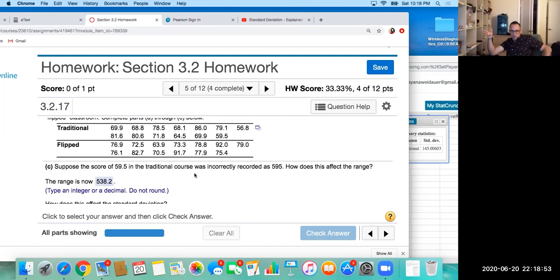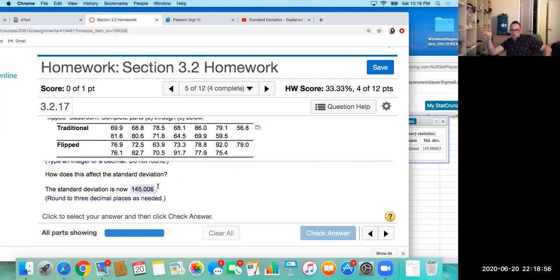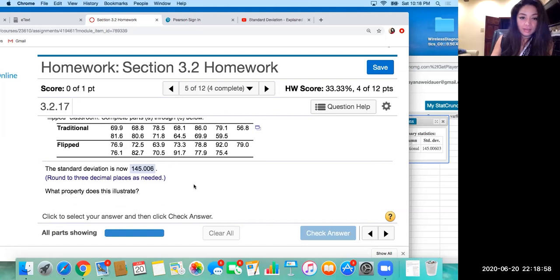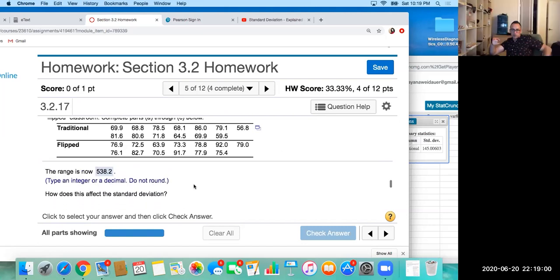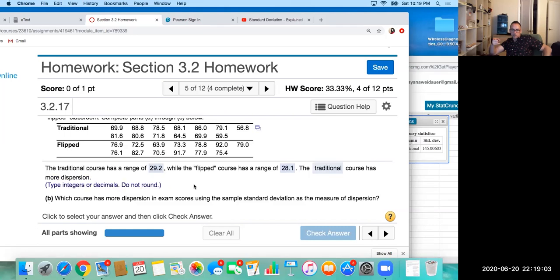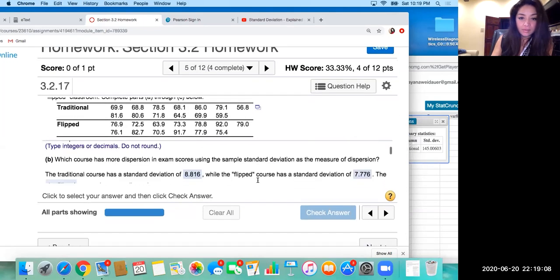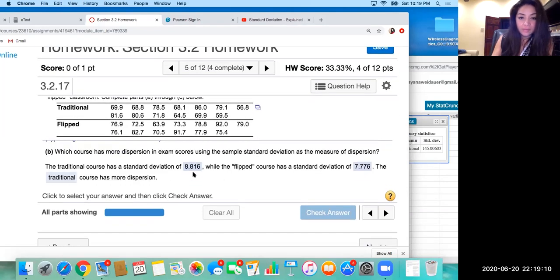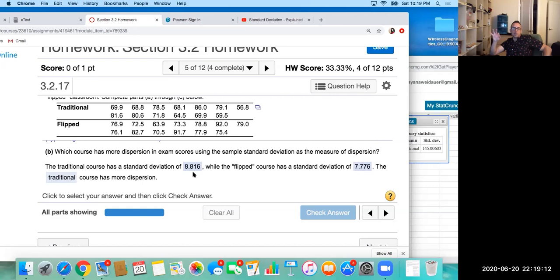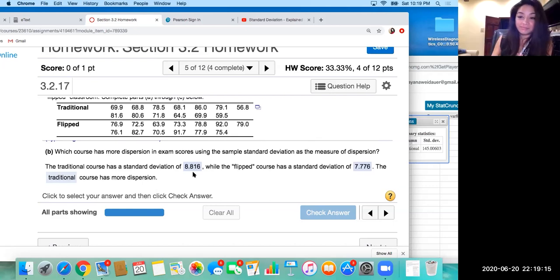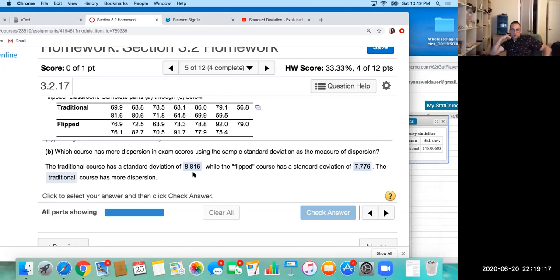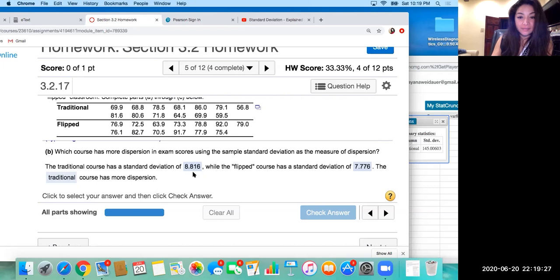The range should change, and also the standard deviation. Okay, good. What was the standard deviation? The range was 29 for the traditionals. Notice that the traditional standard deviation was 8.8. You jumped to something, 140, 145. We changed one number, and it changed drastically. Completely. That's because it's not resistant.